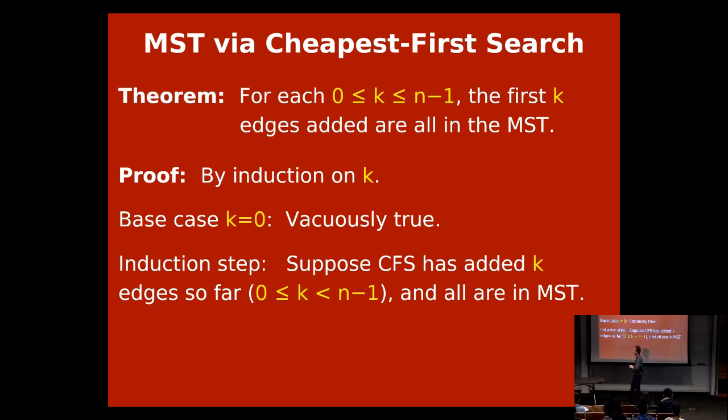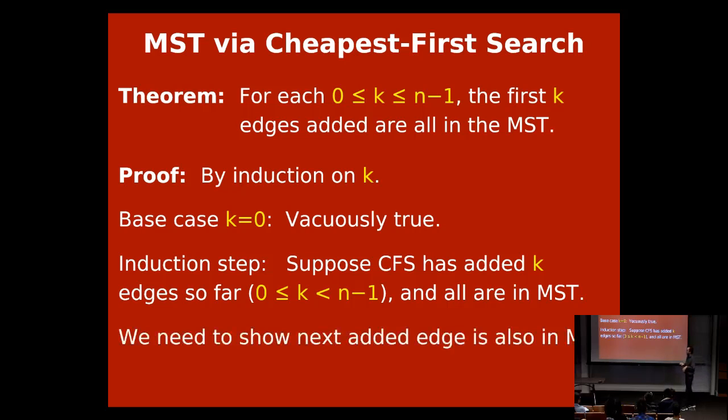Okay, so let's do the induction step. Let's say you run this cheapest first search algorithm for a while, and you've added k edges. So there are k plus 1 vertices in the tree you've built so far, and all of those edges are in the minimum spanning tree by induction. And then what happens? You add the next edge. And what we want to show is that that next edge is also in the minimum spanning tree, which we don't know what it is. I mean, the algorithm is trying to find it, but nevertheless, as the analyzers of this algorithm, that's what we're trying to prove.